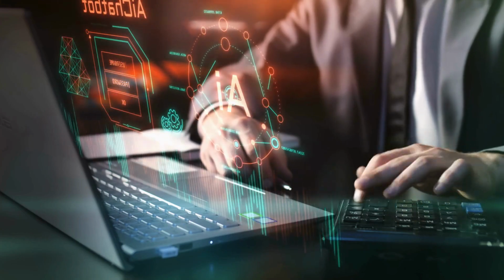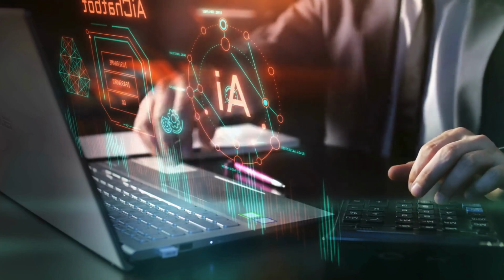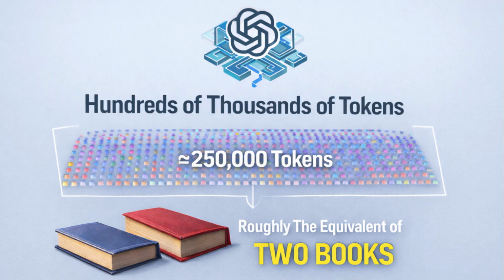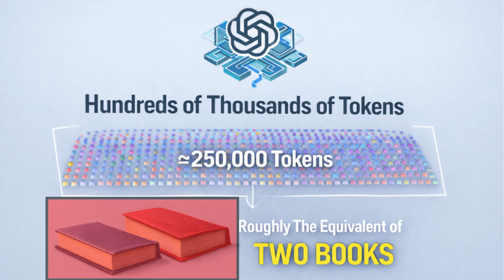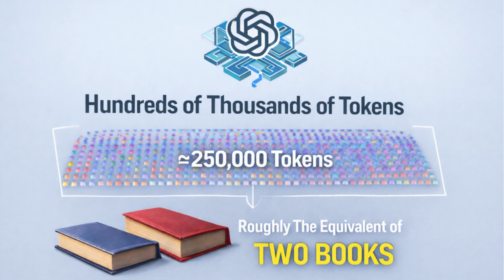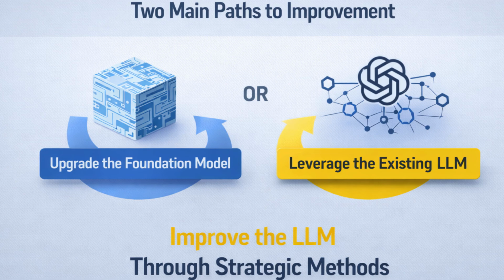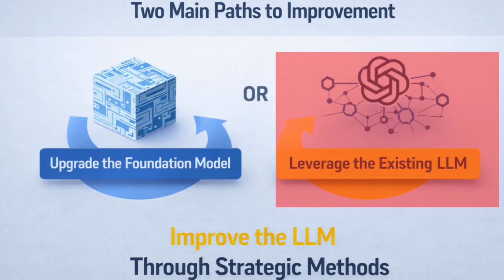Furthermore, even the best models have limited context windows, handling only hundreds of thousands of tokens, roughly the equivalent of 2 books. To overcome these flaws, we look at 2 main paths to improvement: upgrading the foundation model itself, or, more practically, leveraging the existing LLM through strategic methods.